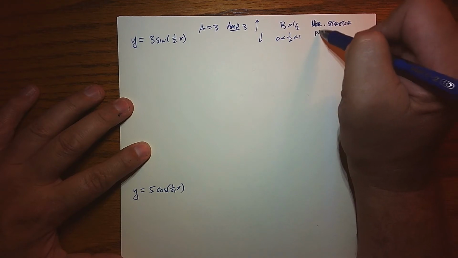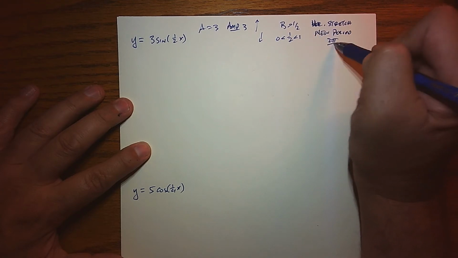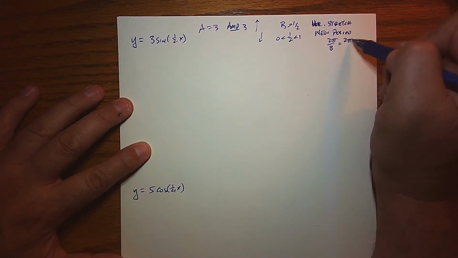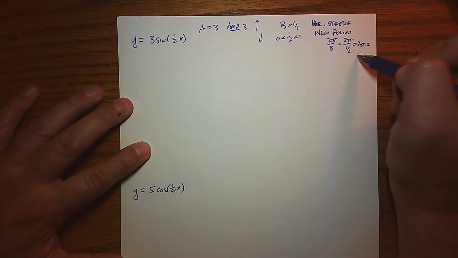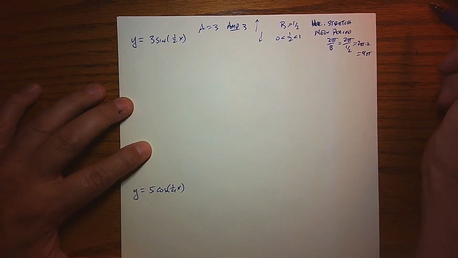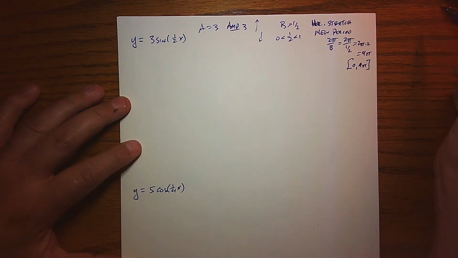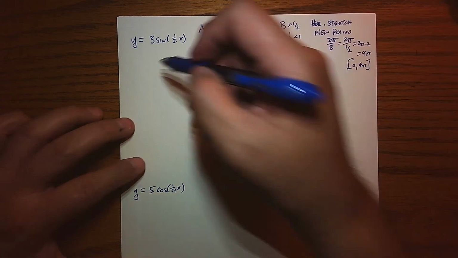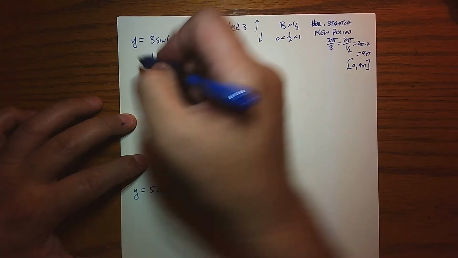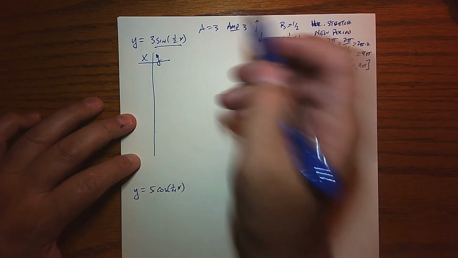Right? What's the new period? Well, it's 2 pi over b, which is 2 pi divided by 1/2, which is 2 pi times 2, which is 4 pi. All right, so we're going to basically break up the interval from 0 to 4 pi into 4 quadrants. But again, rather than doing that the hard way, I hope I'm convincing you this is the easy way, right? Take this sine graph.